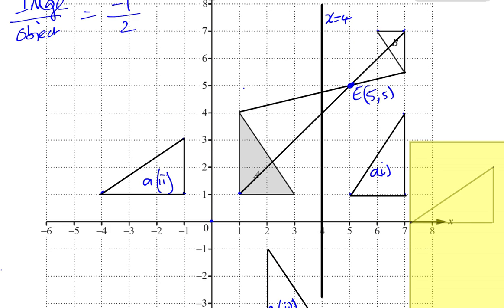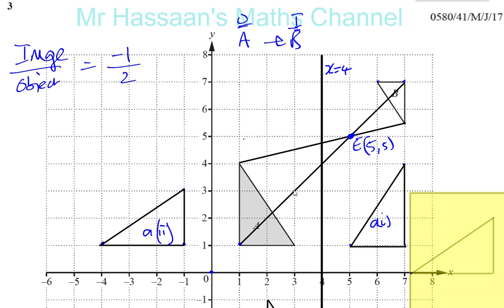If you notice for enlargements, if the object and the image are upside down in relation to each other, then it will have a negative scale factor. And if the image is smaller than the object, you'll always find that the scale factor you get, its magnitude, will be less than 1. So if it's a half, it will be positive and it won't be upside down. But if it's negative half, it will be upside down and smaller.